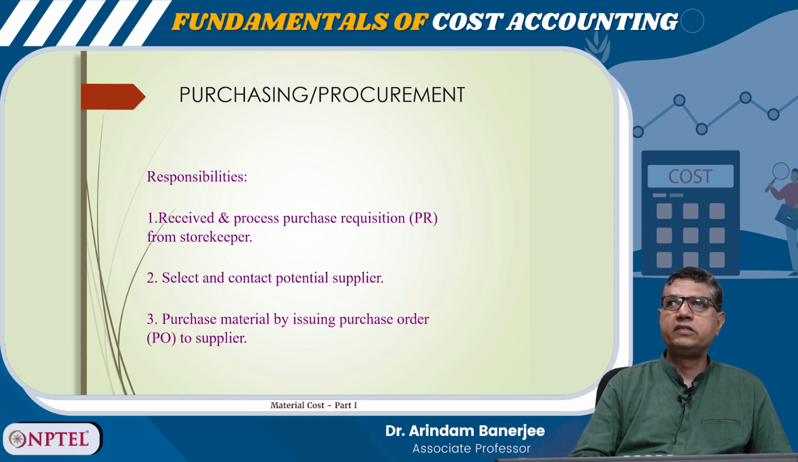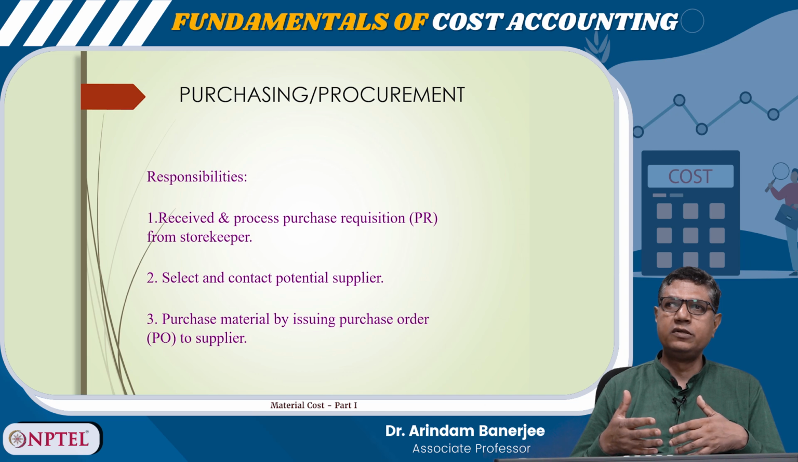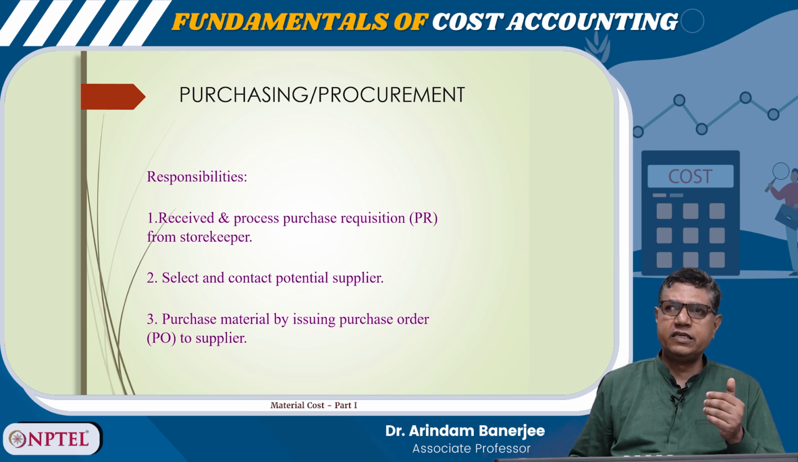Then it goes to purchasing and procurement. What are the responsibilities? Receive and process purchase requisition from storekeeper, select and contact potential supplier, and purchase material by issuing purchase order to supplier. So, once the purchasing department receives the requisition from the store, it processes that requisition and selects the best possible supplier, depending upon the terms and conditions and pricing. Then they purchase the material by issuing the purchase order to the supplier.